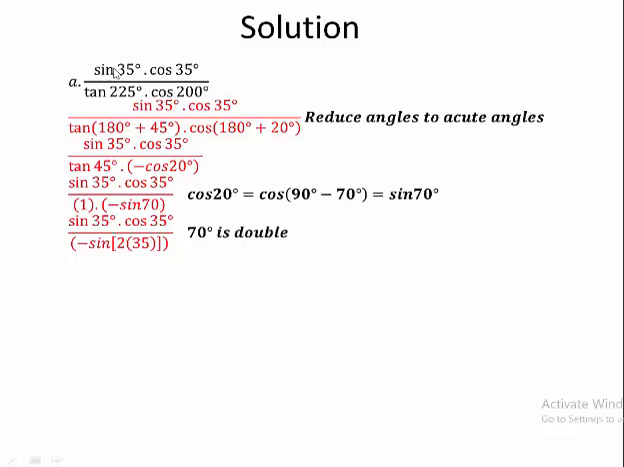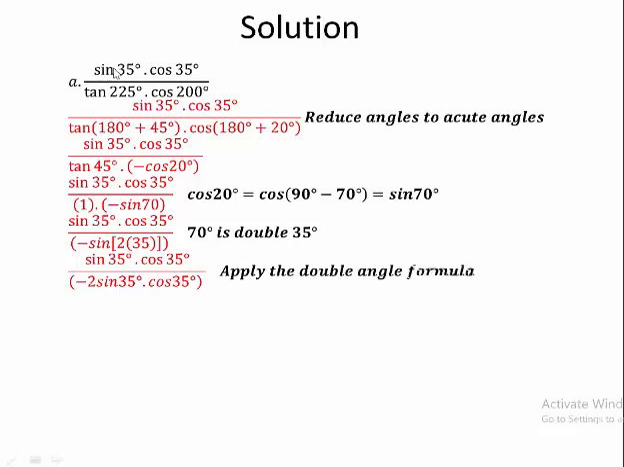Now your sin 70 becomes sin of 2 times 35. 70 is a double angle of 35, right? So sin 35 over cos 35, again you rewrite the numerator, and then apply your double angle, which gives you negative 2 sin 35 by cos 35. So you apply the double angle formula right there.